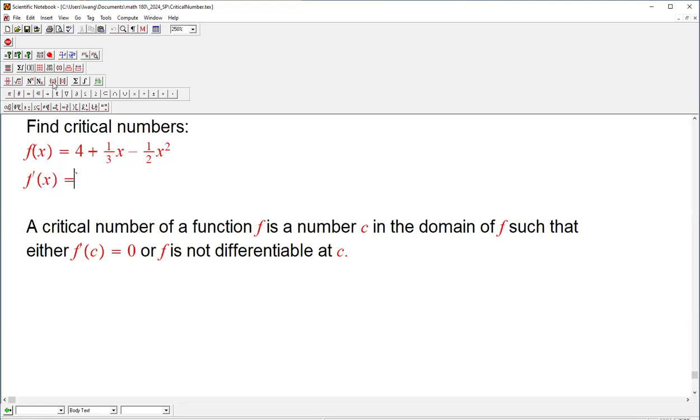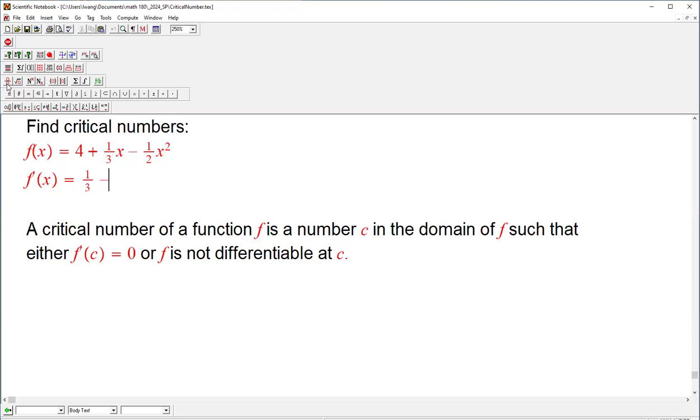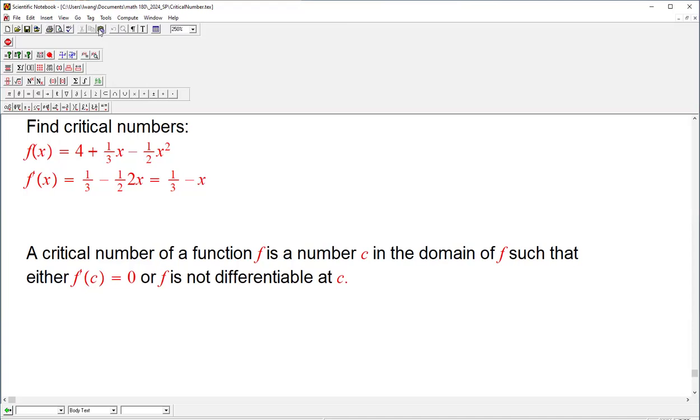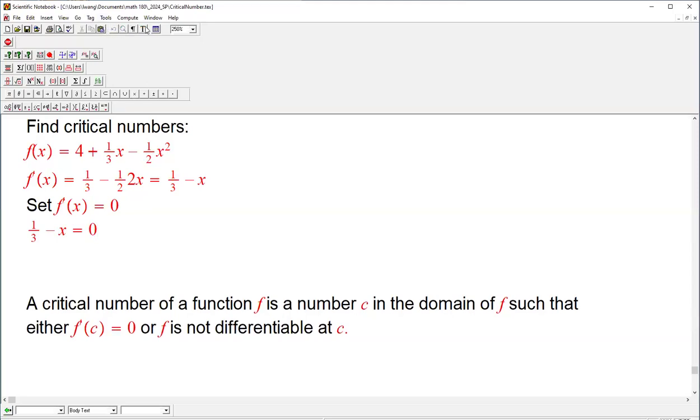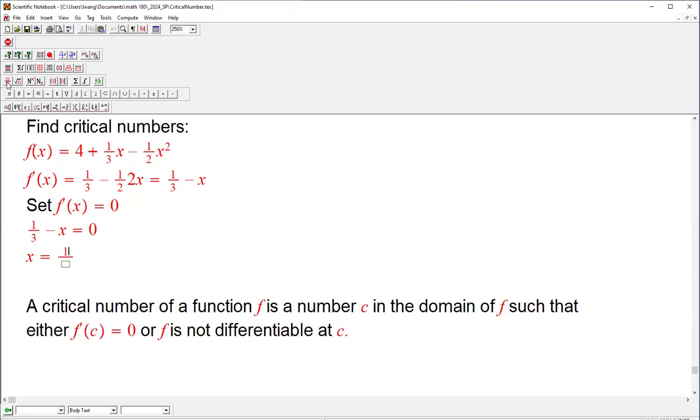So f prime of x equals the derivative of 4, which is of course 0. The derivative of a third of x is 1/3. Subtracting the derivative of half of x squared, and the derivative of x squared is 2x, so we have 1/3 minus x. We set the derivative equal to 0 because we're looking for such numbers, those are the critical numbers. So 1/3 minus x is 0, and in the end we get x equals 1/3. So that is the critical number. Okay, so this is the first example.